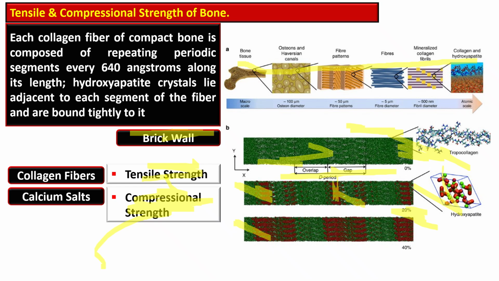So combined, these two organic and inorganic materials have a characteristic plate-like appearance, and it gives both the tensile strength as well as compressional strength. The tensile strength is given by the collagen fiber while compressional strength is by calcium salts.